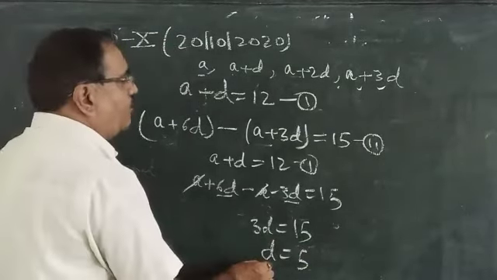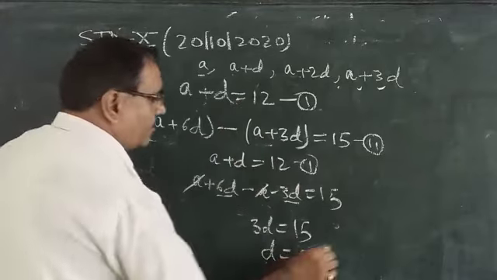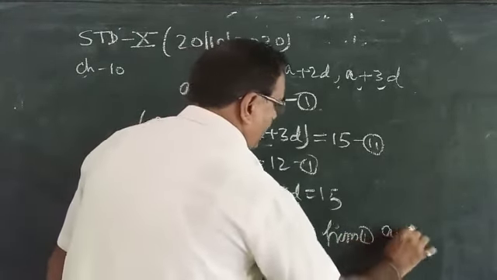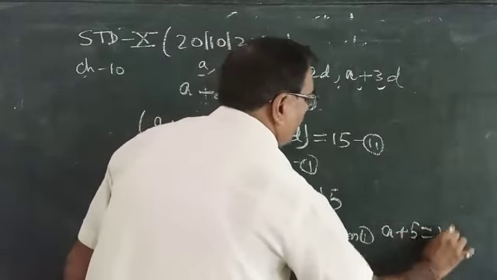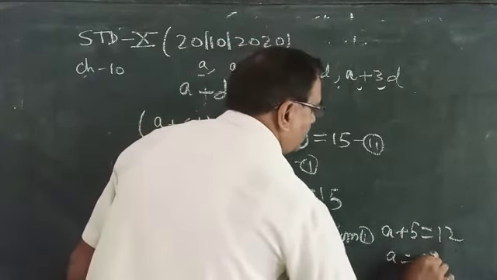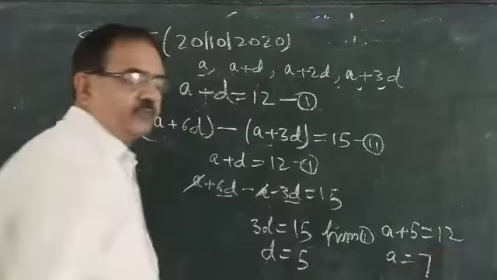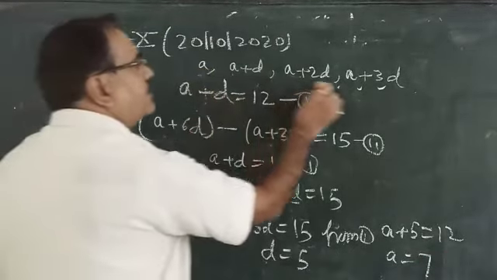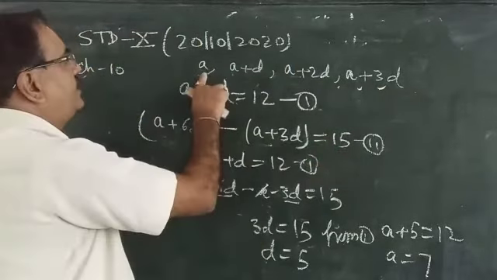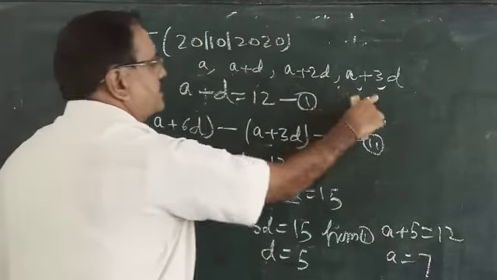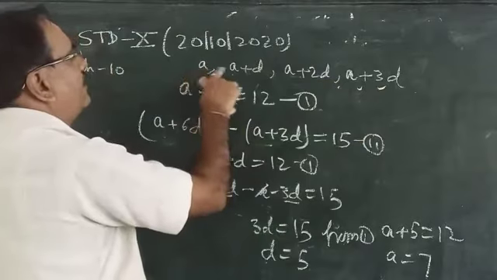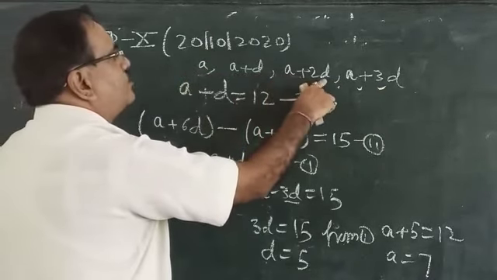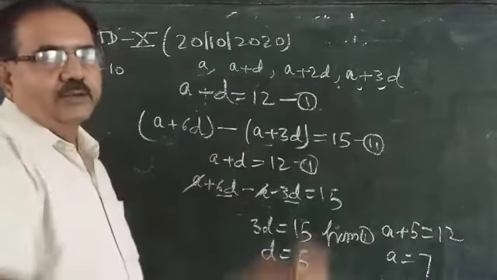Now put this value of d in first. So from first, a plus d, d is 5, that is equal to 12. So a is equal to 12 minus 5, which is 7. Now you have a 7 and d 5. Write the sequence by using a plus d, a plus 2d, a plus 3d. a is equal to 7, 7 plus 5 is 12, 7 plus 2 into 5 is 10, 17. You will get the sequence.